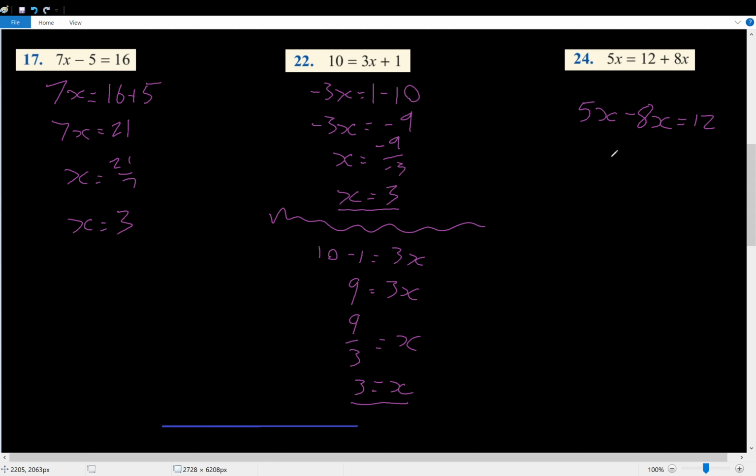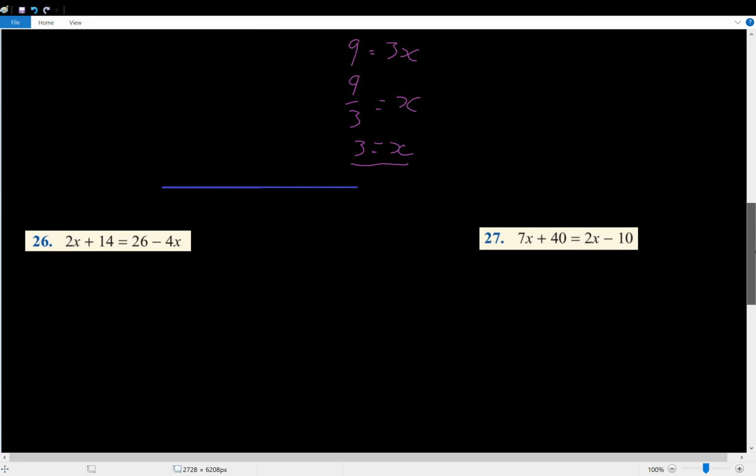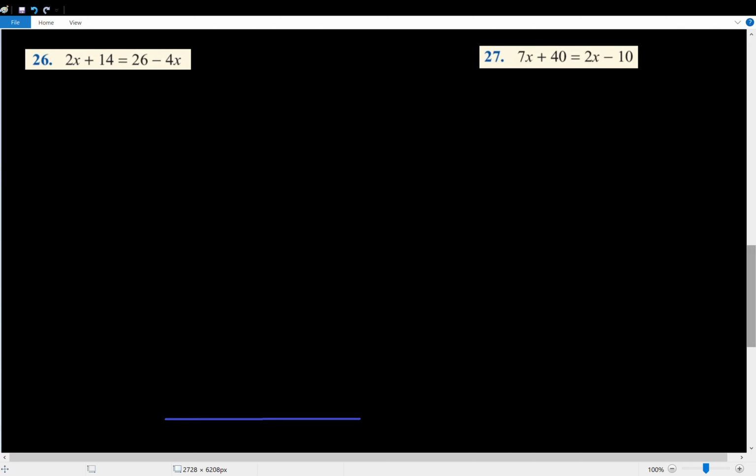5x minus 8x is minus 3x. That's still equal to 12. And now we've got x multiplied by minus 3. So we're going to bring that multiplied by minus 3 across, and it's going to become divided by minus 3. So we're going to get x equals 12 divided by minus 3. So x is equal to minus 4. Because a positive number divided by a negative number will give you a negative answer. That's 24.